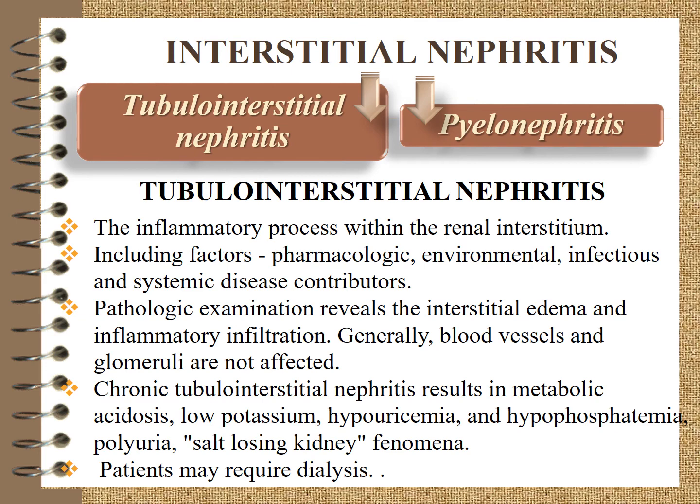Glomeruli are involved. Subsequently, salt-losing kidney phenomena develop. In most cases of acute tubular interstitial nephritis, the function of the kidney will return after the underlying disease is cured. But chronic tubular interstitial nephritis has no cure. Some patients may require dialysis. Eventually, a kidney transplant may be needed.